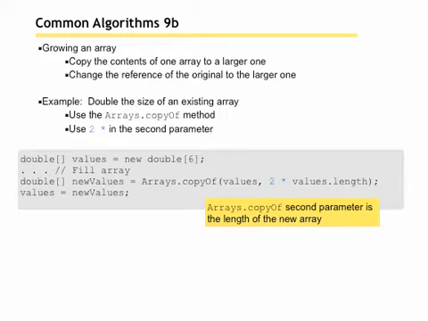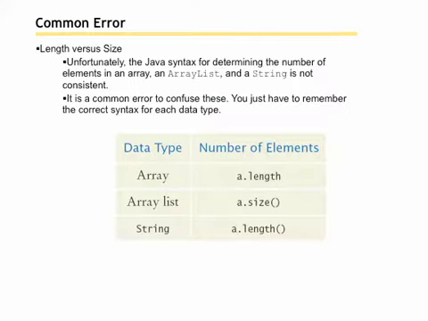As shown in this code, double[] values equals new double[6], then we fill the array with some values. double[] newValues equals Arrays.copyOf(values, 2 times values.length). So the second parameter is the length of the new array. So newValues is going to have 12 elements, and we're copying all those values from our original array into our newValues array. And then finally note that we say values equals newValues, so we update that reference. This is the only way to change the size of an array, is by creating a new one and then updating the reference to that array.